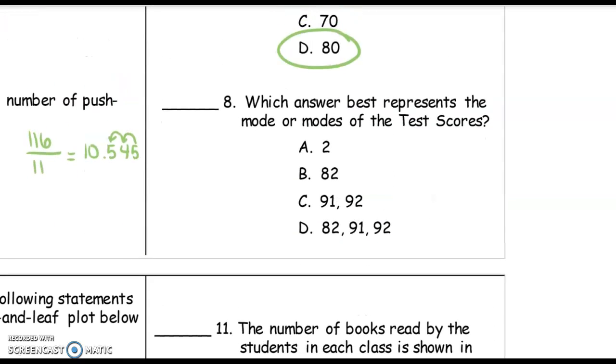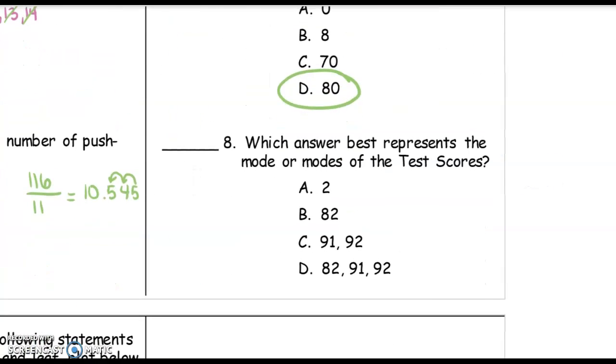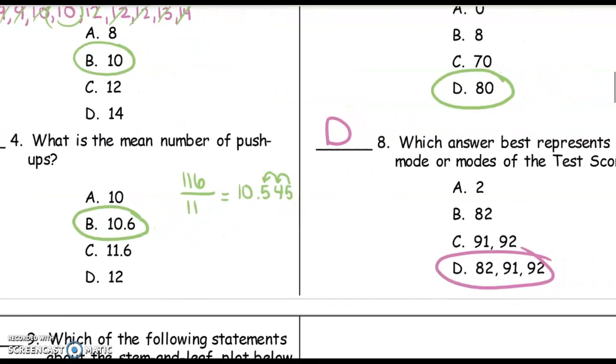Which answer best represents the mode or modes of the test scores? So let's look. I'm looking for repeats. I'm going to look at my work here and kind of highlight some of the repeats. So it looks like I've got the 91s and the 92s repeat a bunch. And then I've got 82 repeats a bunch. I'm trying to think. So it looks like that's 82, 91, and 92. Nothing repeats 3 times. All right, so that would give me D as my answer. All right, it's not a very pretty D. It's a better D.